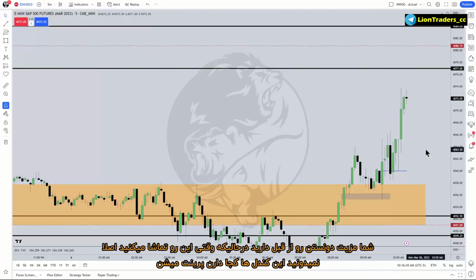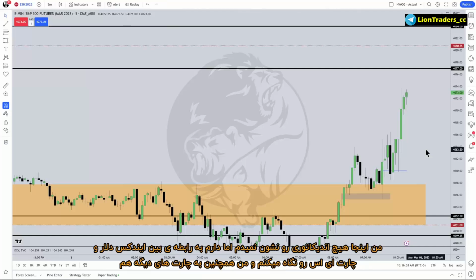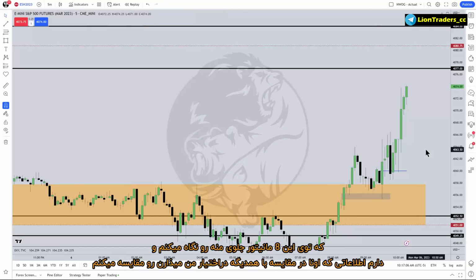Whereas this, you watching this have no idea where these candles are painting, but I'm drawing your attention to specific things, why it should do certain things, and what I'm measuring it against. I don't show any indicators here, but I'm looking at the relationship between the dollar index and that of the ES, and I'm also looking at the other charts that are across 8 monitors in front of me, and I'm relating the information that they're presenting to me in relationship to this as well.